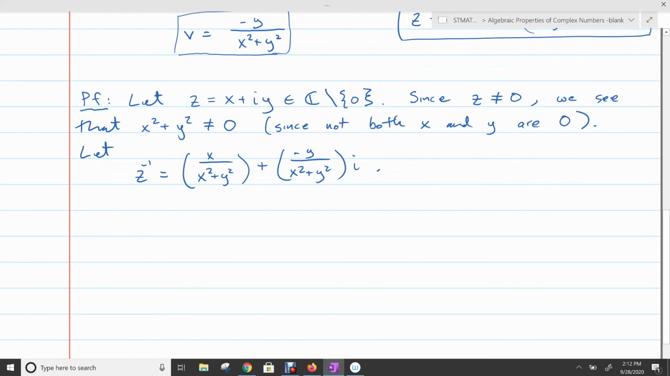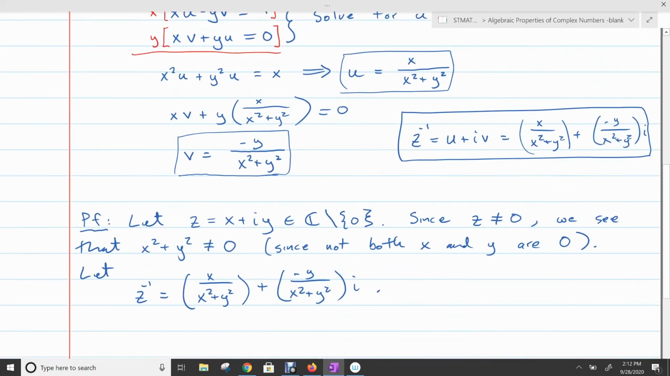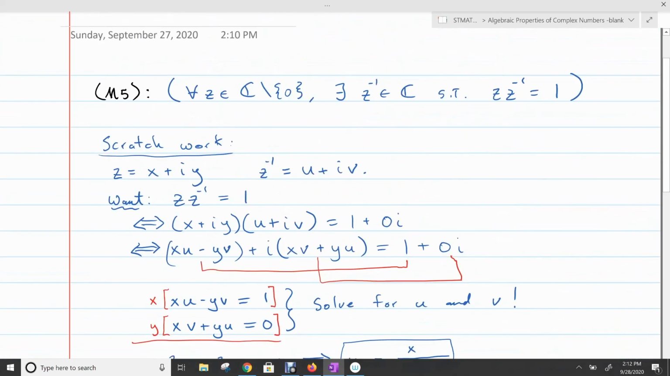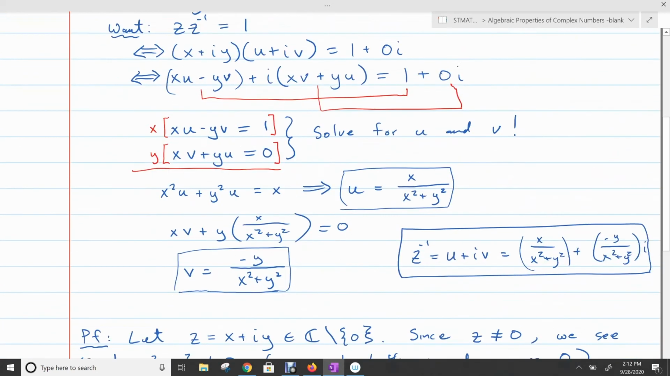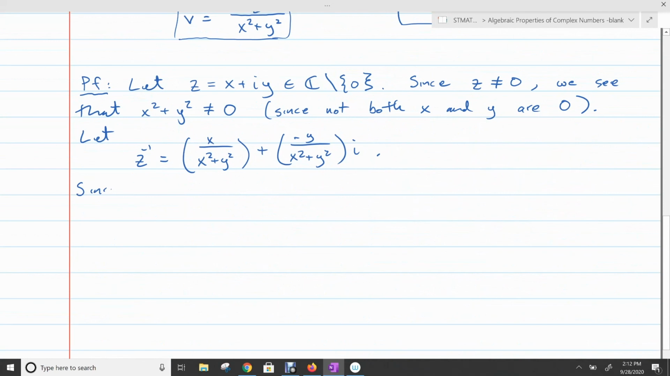What do we need to prove about this thing that we're calling z inverse? We need to prove that it has the fundamental property up here, that when we multiply it times the original thing, we get 1. We also need to point out that it's a complex number. Since x squared plus y squared does not equal 0, z inverse is in fact a complex number, because the real part and the imaginary part are just regular old real numbers.